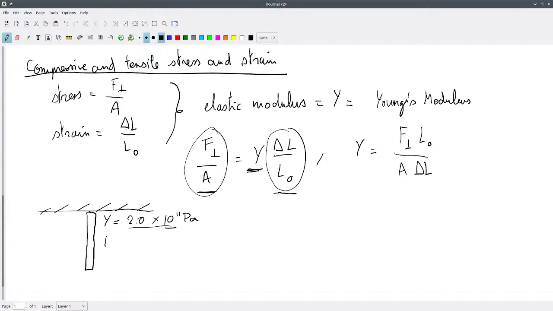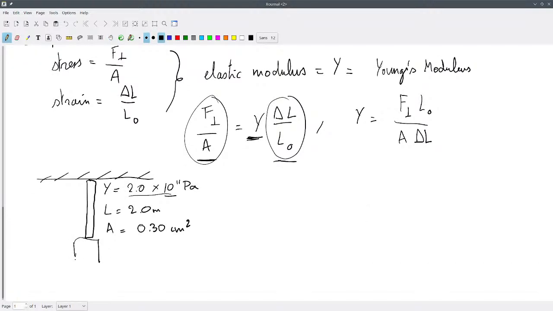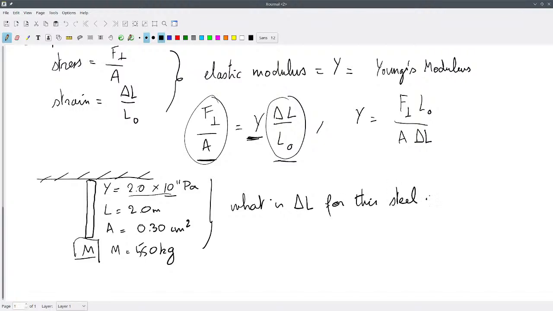So let's say the length here is 2 meters, and let's say this cross-sectional area is 0.30 centimeters squared. Let's say there's a mass attached here where the mass is 550 kilograms. Those are the numbers that the textbook uses. So what is the delta L for this steel rod?